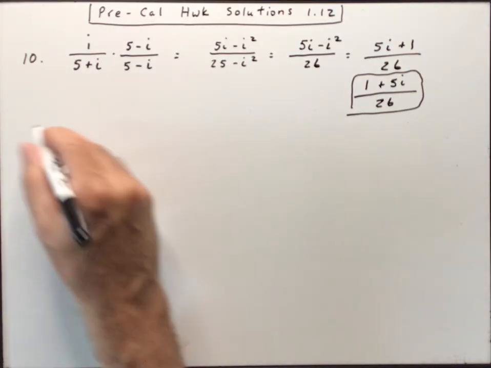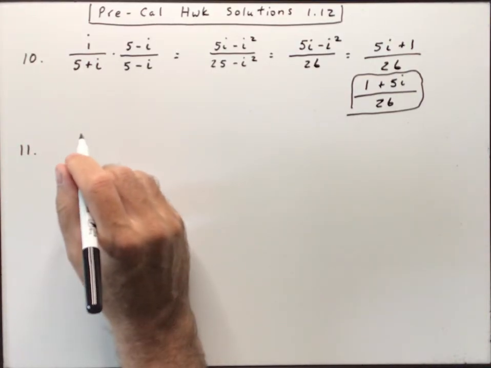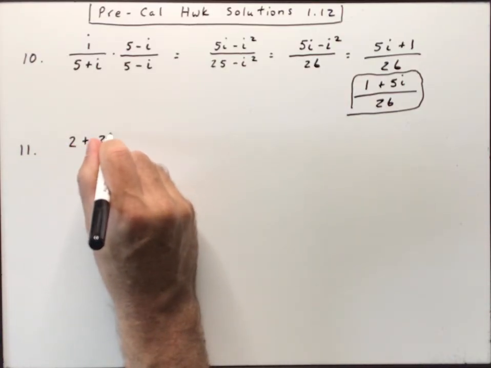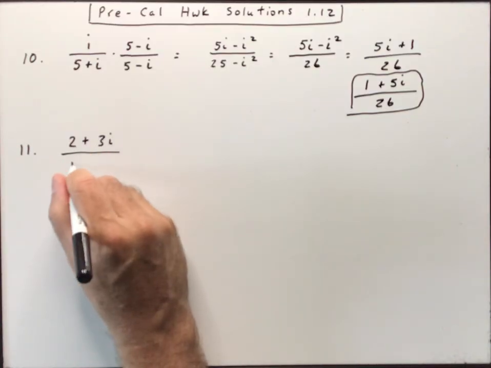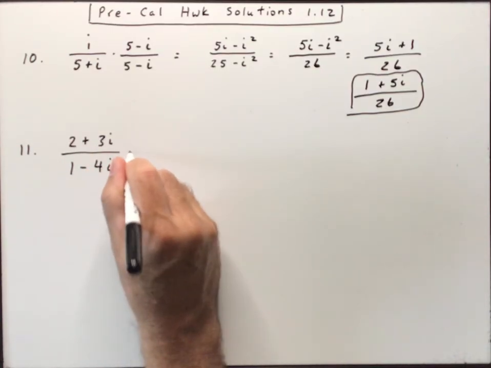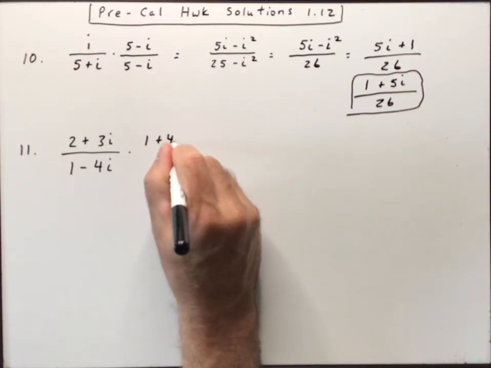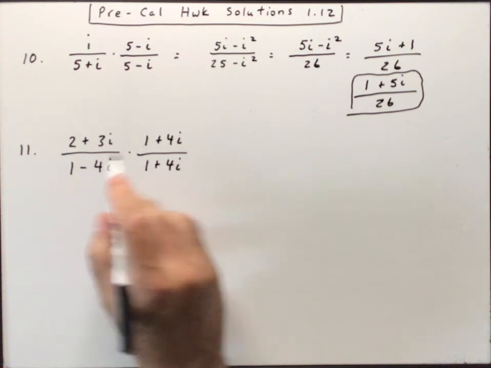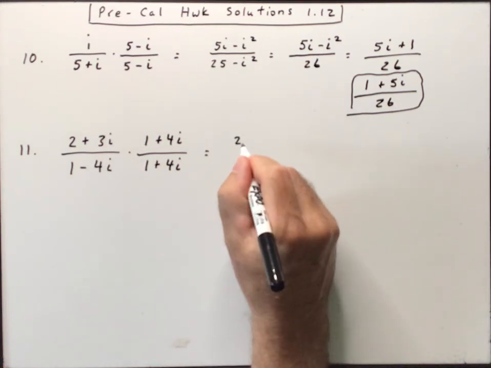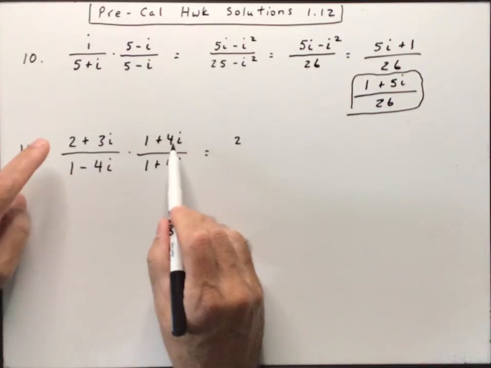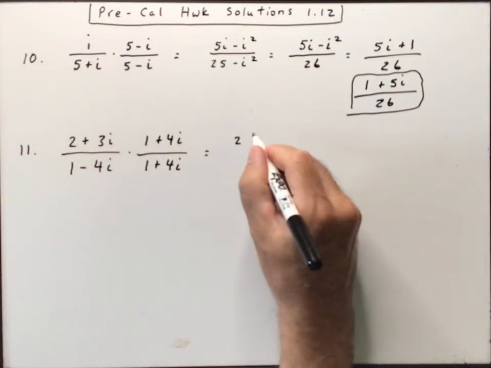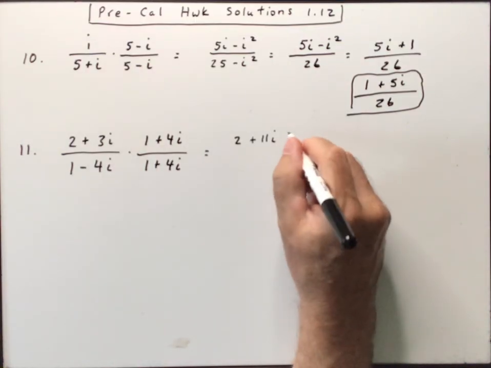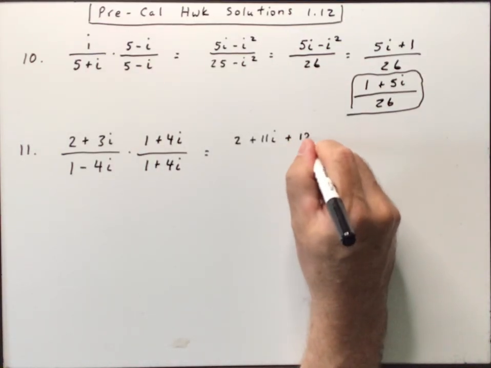All right, number 11. Sorry about writing down the problem wrong. It's easy to confuse the i and a 1. So you have 2 plus 3i over 1 minus 4i. We're going to get rid of that i in the denominator by multiplying by 1 plus 4i over 1 plus 4i. Let's FOIL out the top. We've got 2 times 1 is 2, plus 8i plus 3i would be plus 11i, and then plus 12i squared for the last term.